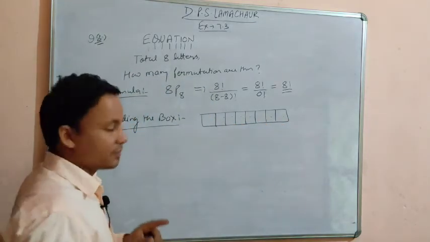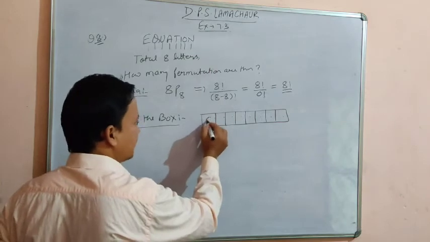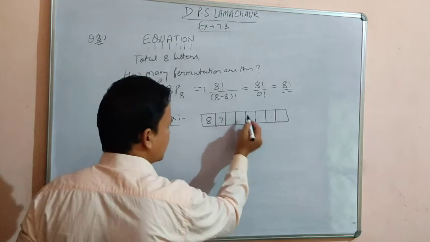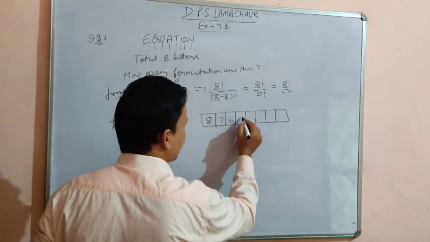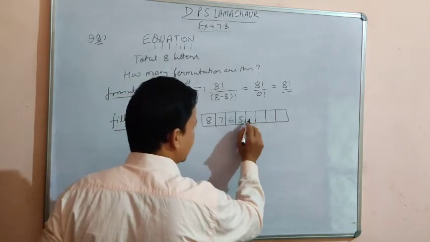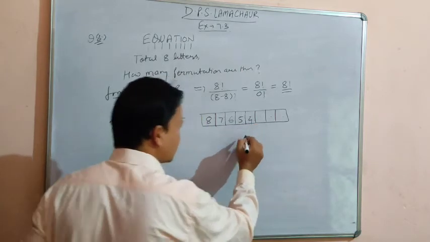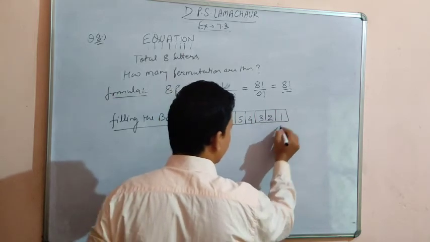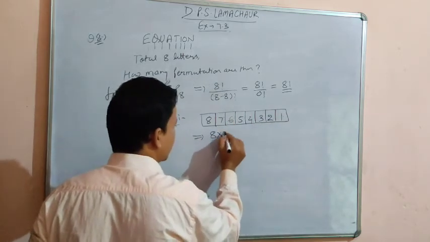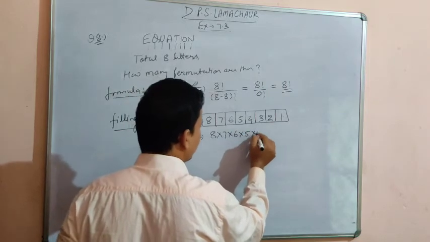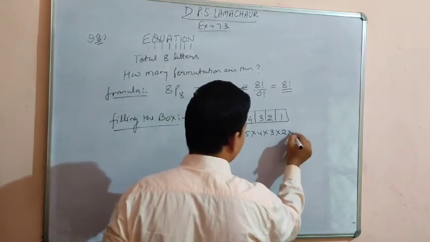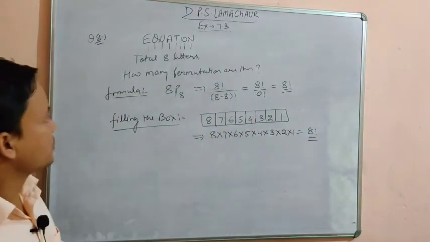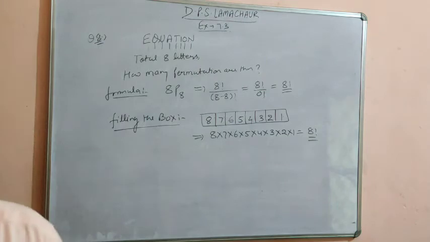Since repetition is not allowed here, the very first box has 8 options to fill, the second one has one less because one is fixed here, and similarly the third one has 6 options, the fourth has only 5 options, the fifth only 4, the sixth only 3, the seventh only 2, the eighth only 1 option. So what is it? 8 into 7 into 6 into 5 into 4 into 3 into 2 into 1, that is 8 factorial. I hope you will be able to understand the question. So take the screenshot and pause the video.